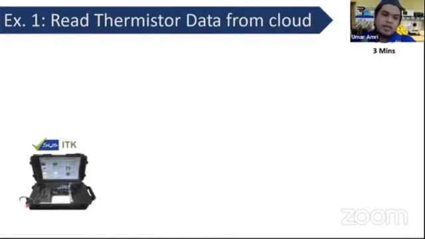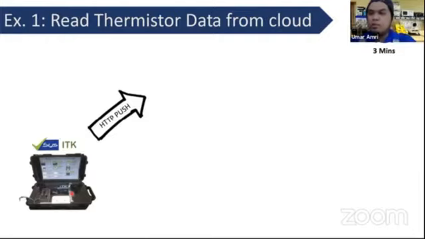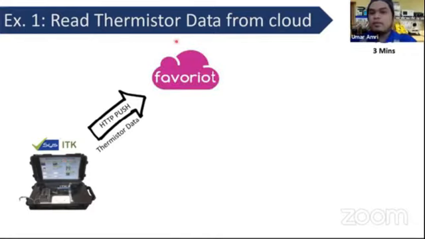Now you know that this is my ITK, called instrumentation training kit, located beside me. Now using HTTP push, this is the term, I already pushed the data from the Thermistor to the Favoriot platform. So now the data from my Thermistor value is available at the Favoriot platform.